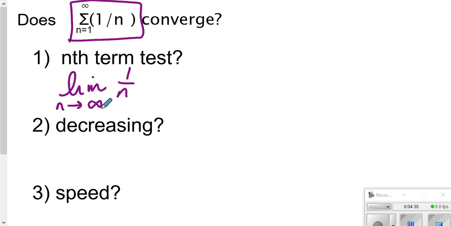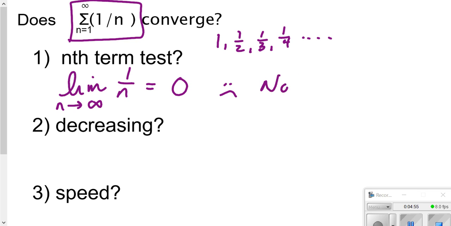I'm just literally thinking of plugging in 1, plugging in 2, plugging in 3. So this is the sequence I'm thinking about, going on forever. And that limit would be 0. Now remember, when you get the result of 0, you know 0. Okay, so that doesn't tell me anything. No information really from that. Okay, are the terms decreasing?